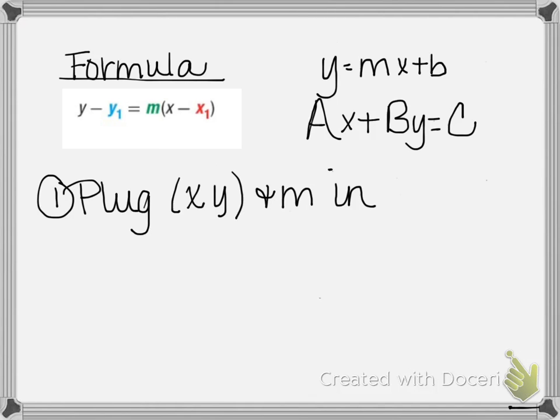Now, using this formula is really easy because the first thing you do is you plug in your point, which is your x, y, and then you plug in your m, which is your slope. You just plug those values in, and then you simplify to the form that you need.